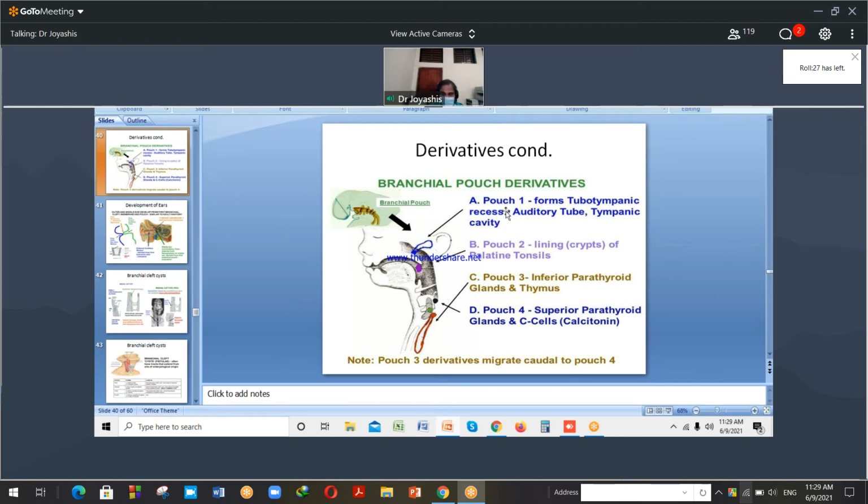Let's say the first pouch develops the tubotympanic recess, that is the auditory tube, tympanic cavity, and mastoid antrum. The second pouch develops the lining or crypts of the palatine tonsils. From the third pouch develop the inferior parathyroid glands and thymus, and from the fourth pouch the superior parathyroid glands and parafollicular cells or C cells, which produce calcitonin for the calcium balance of our body.